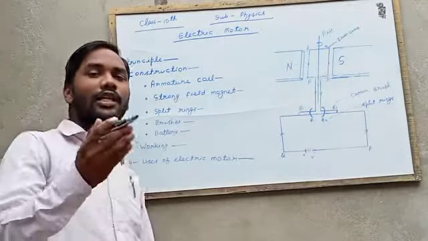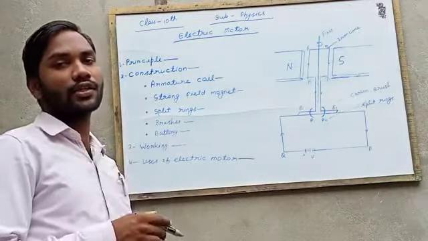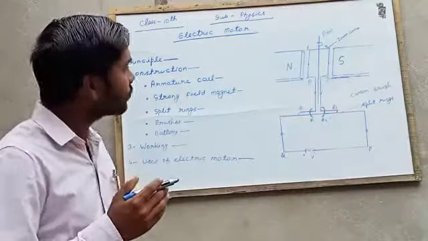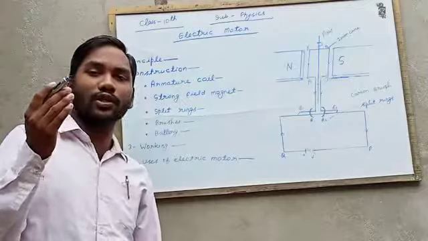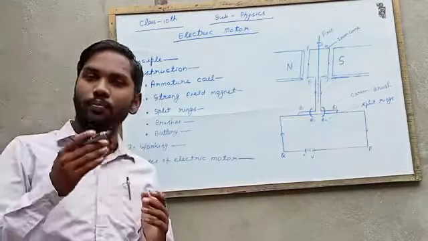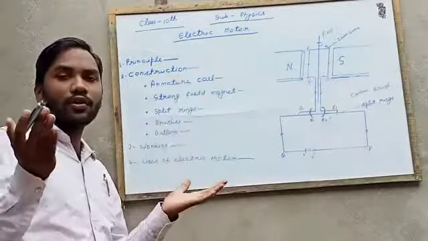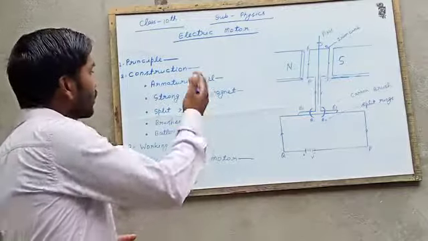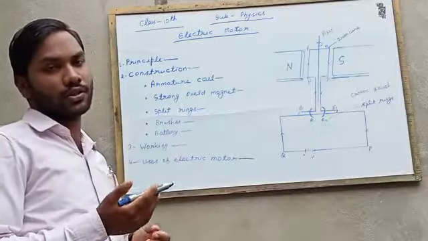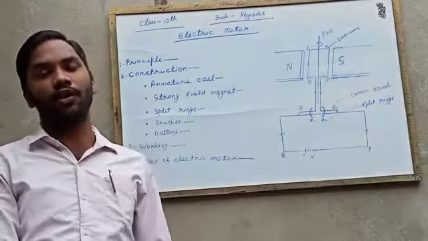So an electric motor is a device which converts electrical energy into mechanical energy. Electric motor is a device which converts electrical energy into mechanical energy. So today we will learn the construction, working method, and principle, all these things. First of all, the principle, on what basis it works.